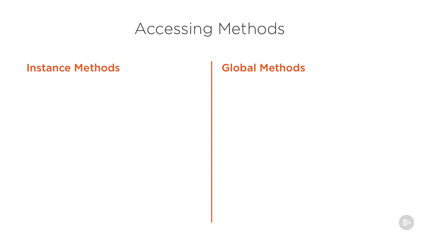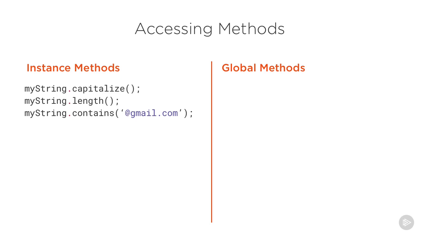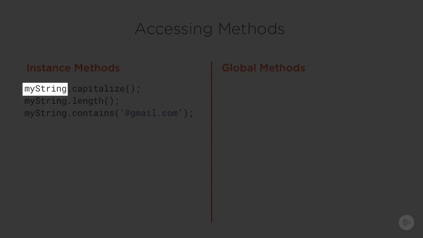On the left-hand side, I'm going to show you examples of instance methods. And on the right-hand side, I'm going to show you global methods. The first few examples are instance methods of the string data type. Notice all of these begin with our myString variable. That's our instance. Next, there's a dot. And finally, we call the secret methods of the string data type.